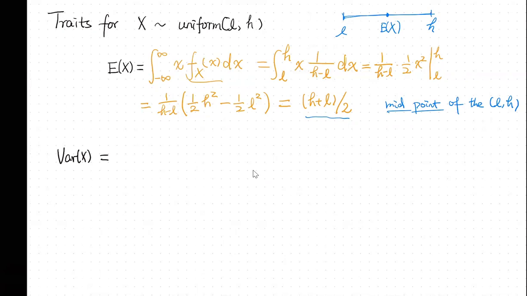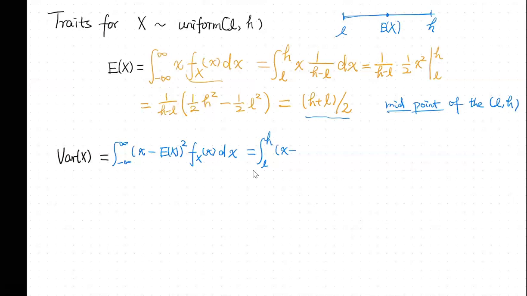We can also calculate the variance of the random variable. Let's use the definition of the variance, which is the integral of (x minus the expected value of x) squared times the density dx. Similar to above, we can reduce this integral to the integral from L to H. We can plug in the expectation squared, and the density on the interval is 1 over the length.